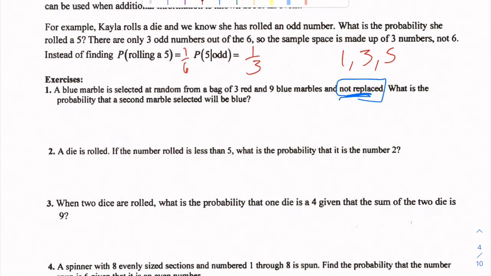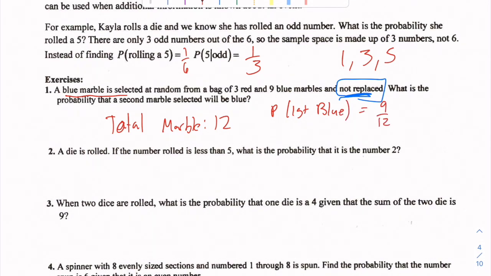Alright, sorry about that. So total marbles, there are 12 of them. Okay, what's the probability that the first one will be blue? Right, so blue is selected at random, right? So the first one being blue, the probability of that happening is 9 out of 12, right?